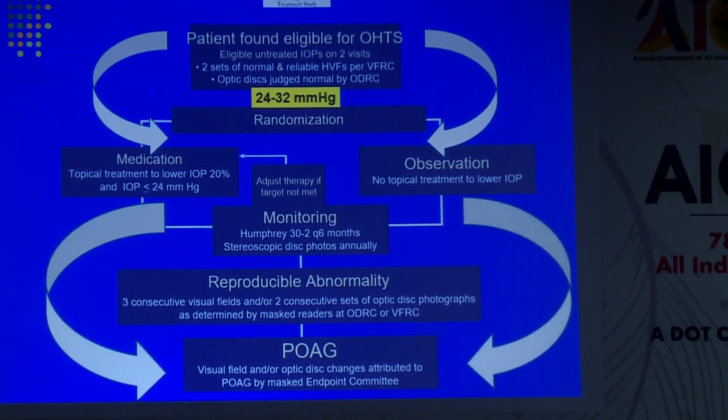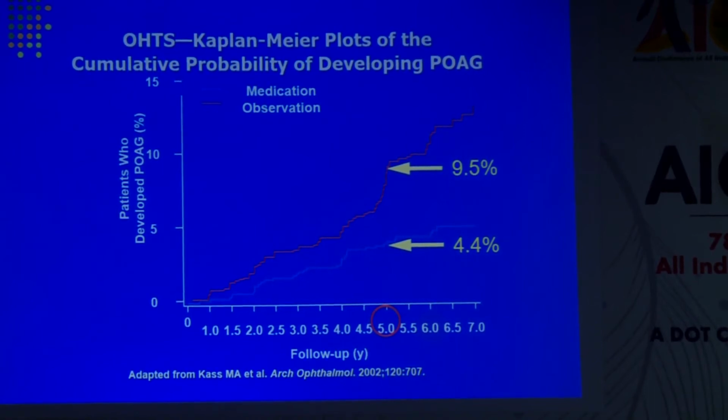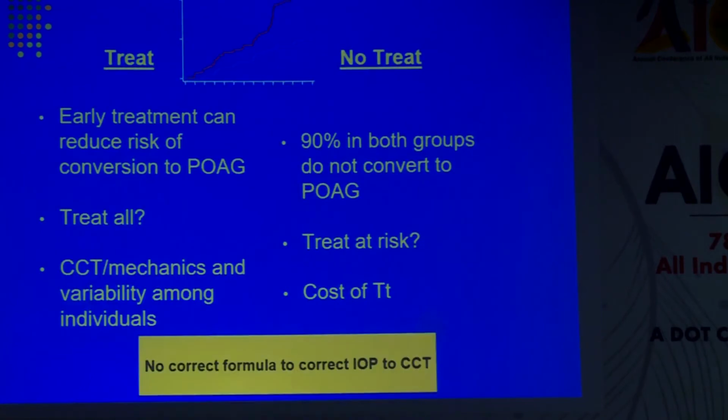And the final point that we were discussing is the conversion to POAG, or open angle glaucoma. Now we know that some of the speakers have told us that there is a certain amount of risk if we don't treat. The risk is around 9.5%, and the risk of conversion falls to around 4.4% if we treat it. So definitely over a period of 4 or 5 years, we can see that the risk is reduced with treatment.